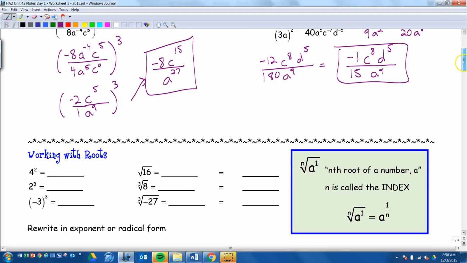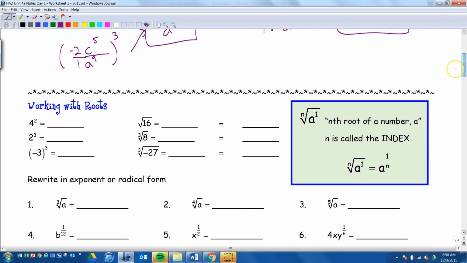No fractional exponents yet. So now we're going to be working with roots and fractional exponents. So you guys should know that 4 squared is equal to 16, and that the square root of 16 is equal to 16 to the 1/2 power. And if we rewrite that as the same base, 16 is 4 squared to the 1/2, and then if you do power to a power, you just get 4. So the square root, n is your index, and that is for this problem 2.